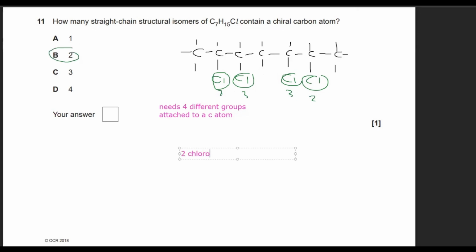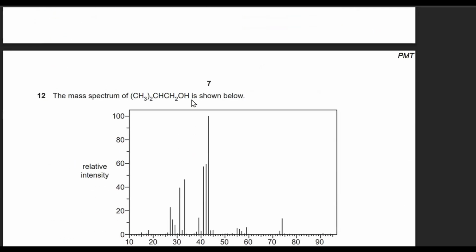The 2 and 3 chloroheptane is the one. 2 chloroheptane or 3 chloroheptane, they're going to have the chiral carbons if you keep the chain straight and you don't start putting methyl groups on. So the answer is B. Okay, let's move on to question 12.